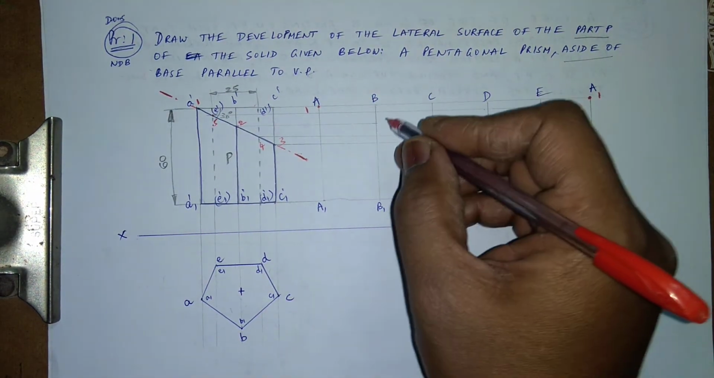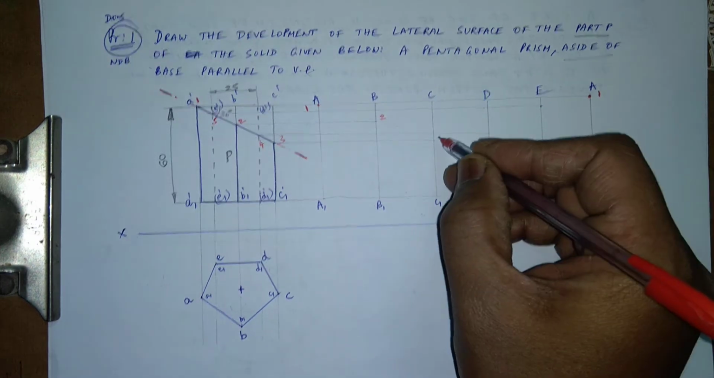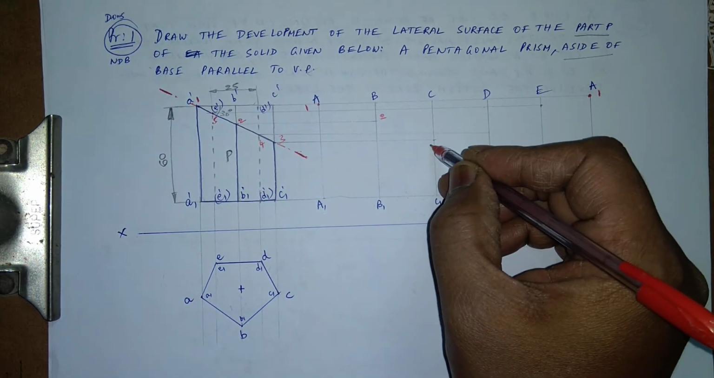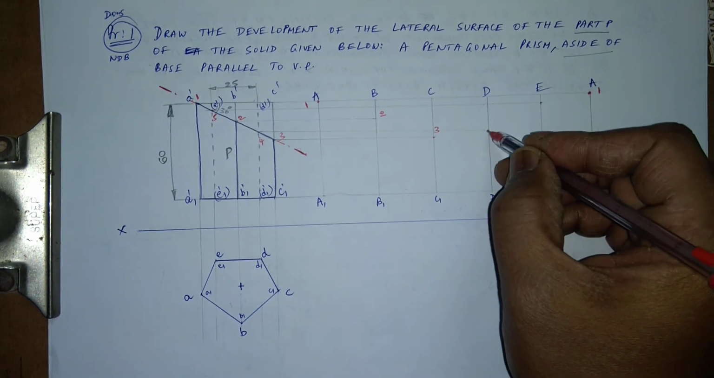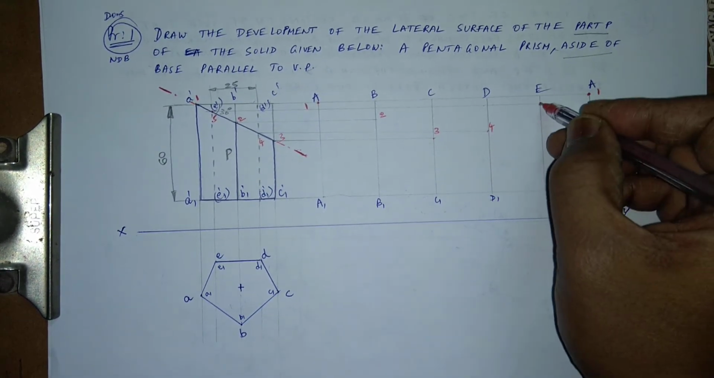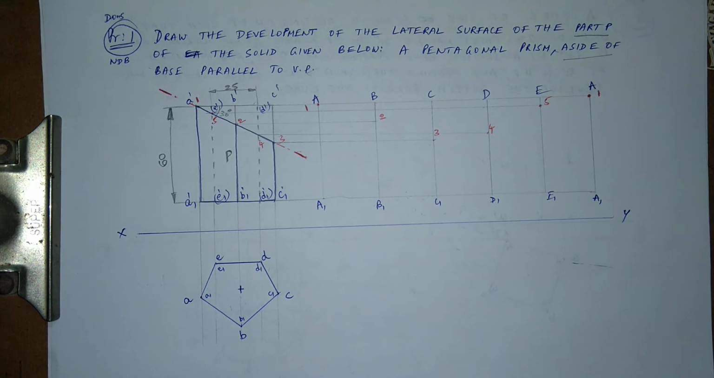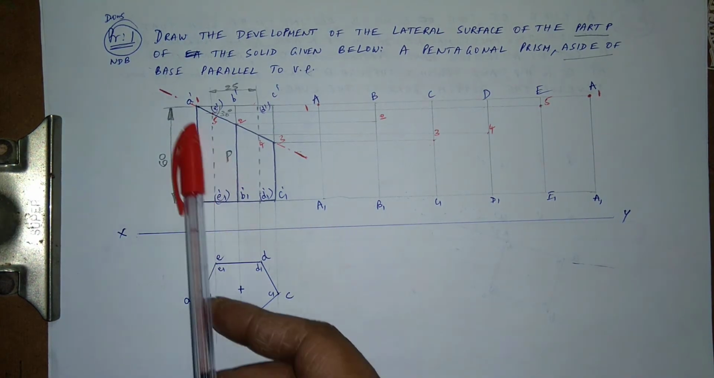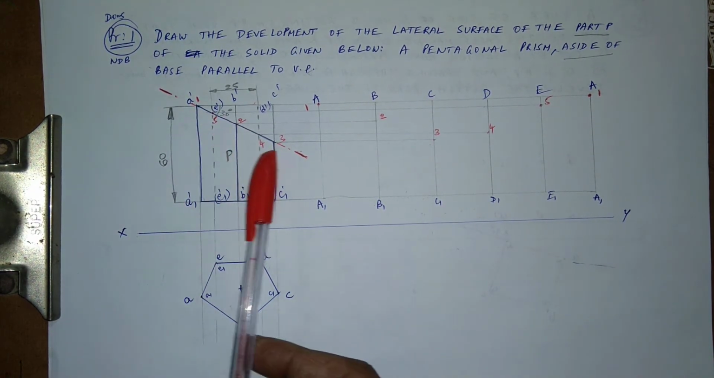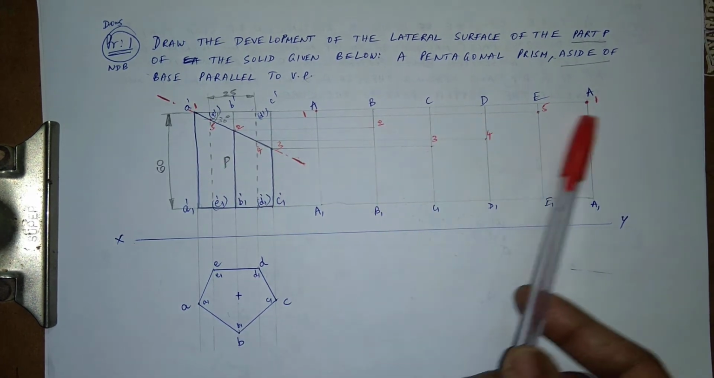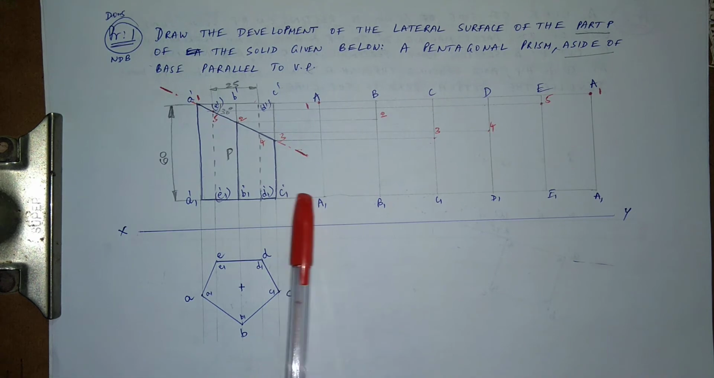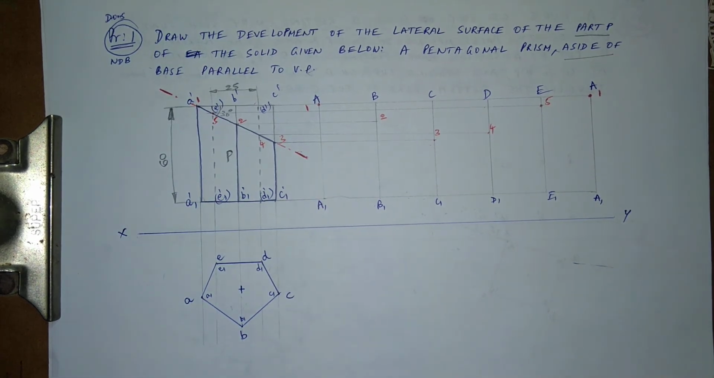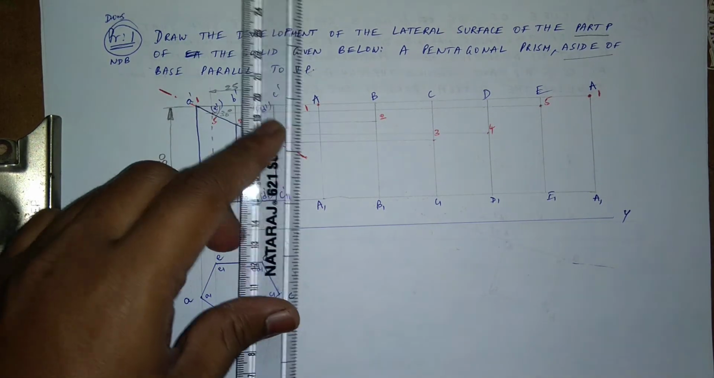Okay, now this is my 1 and this is my 2, this is my 3. Okay, this is my 4, this is my 5, and this is my 1. This is what it is. So all the points from here, like 1, 2, 3, 4, wherever it's cutting, I'm just projecting them onto the respective lines, or these are the long edges of the prism, right?